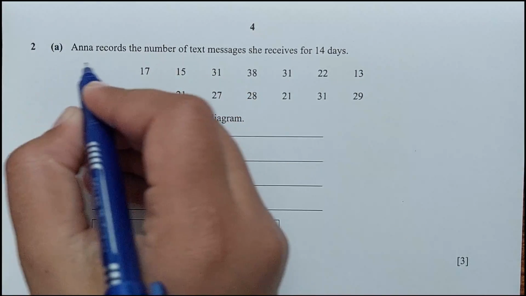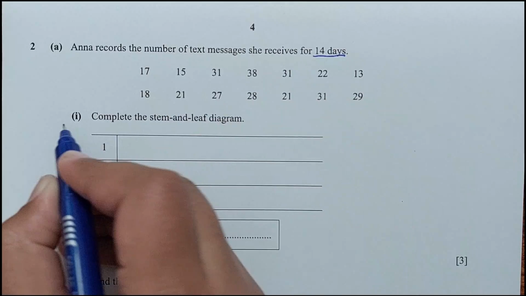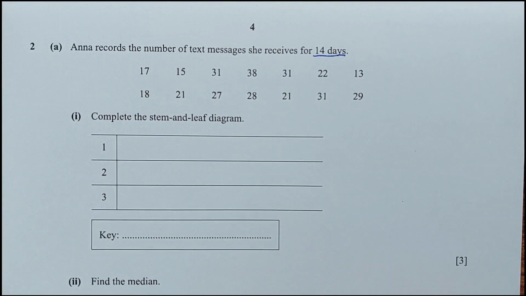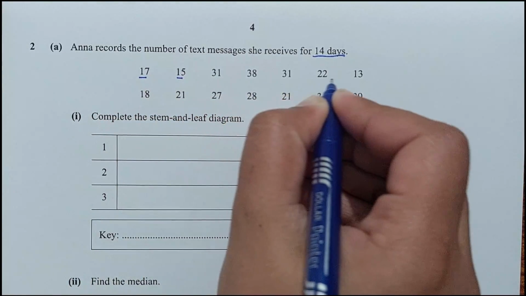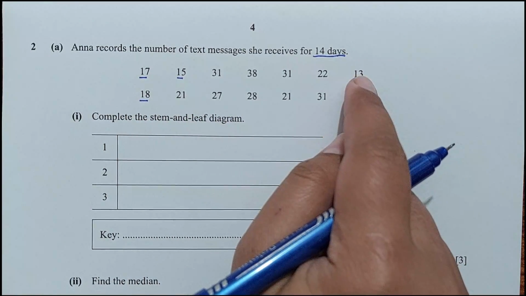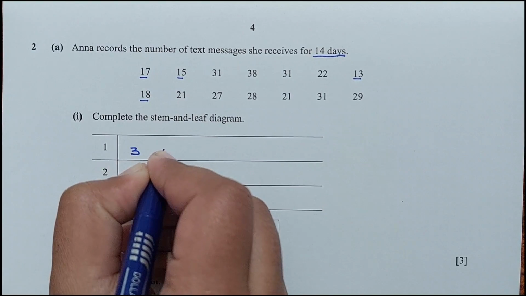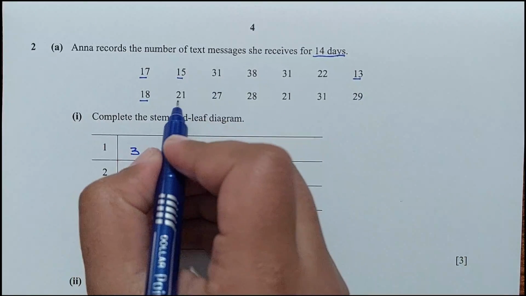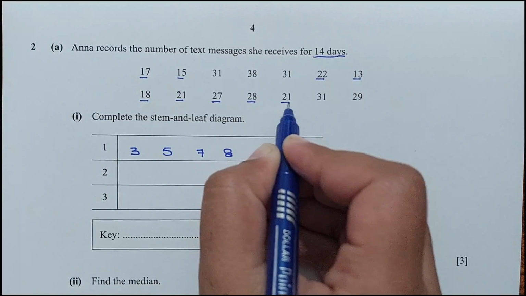Question number 2, part A. Anna records the number of text messages she receives for 14 days. Number 1, complete the stem and leaf diagram, right? Okay, so for 1, we have 17, 15, 13, 18. Okay, so first 13, 15, 17, and 18. So this is 13, this is 15, 17, and 18, right? Now with 2, we have 21, 22, 27, 28, 21, 29.